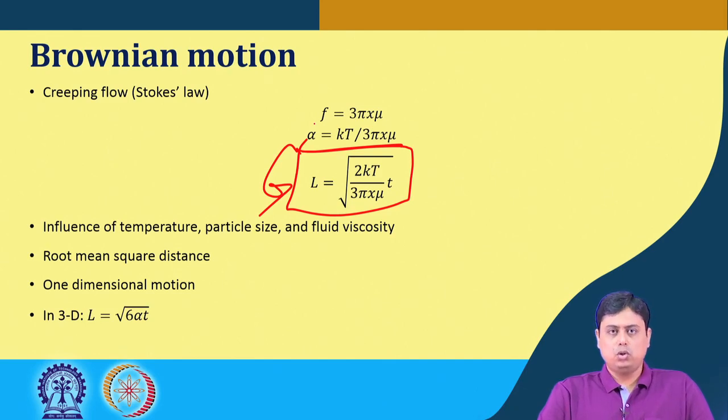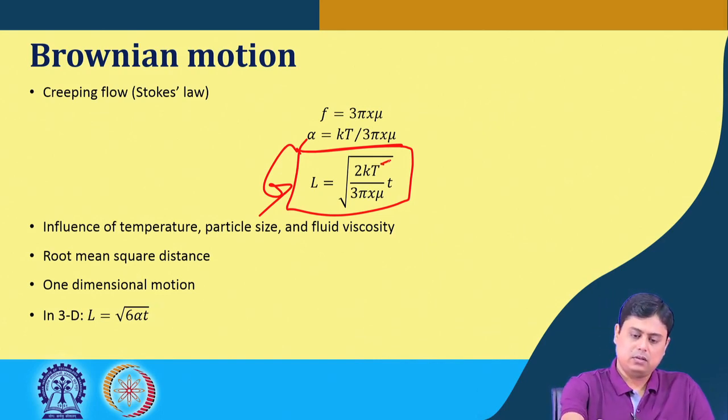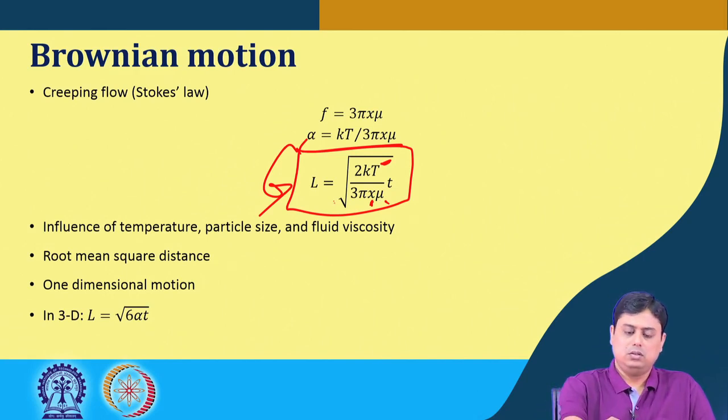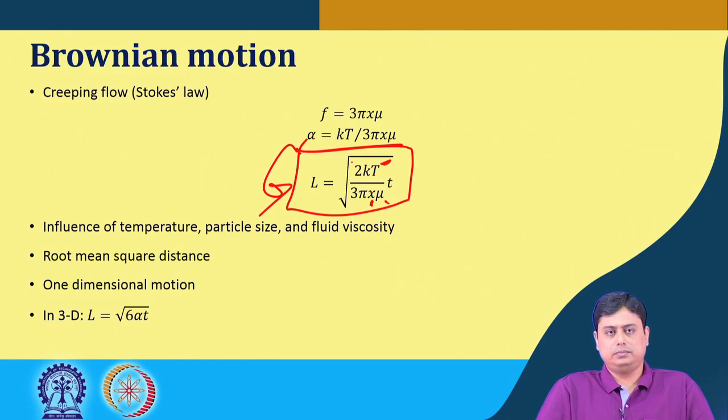This expression shows that the length it travels is dependent on the temperature, particle size and fluid viscosity. It also shows that the time and the length it travels are related with a square root relation. This length, or the average length, is also called the root mean square distance.